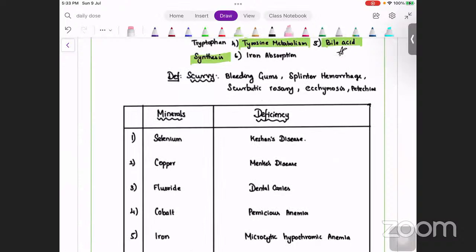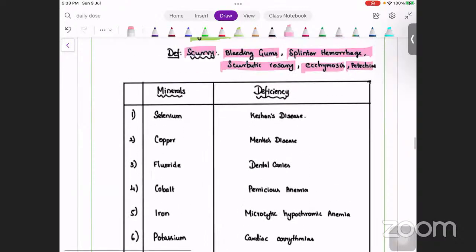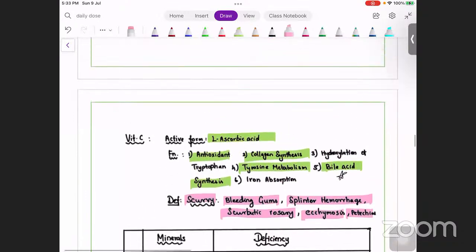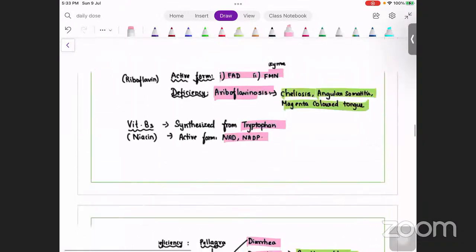Deficiency causes scurvy. So you see the scorbutic rosary, and you see bleeding anywhere, like in the gums or anywhere in the body, showing as ecchymosis, petechiae, or splinter hemorrhage. All of these things can result from scurvy. So this is all about the vitamins, people.